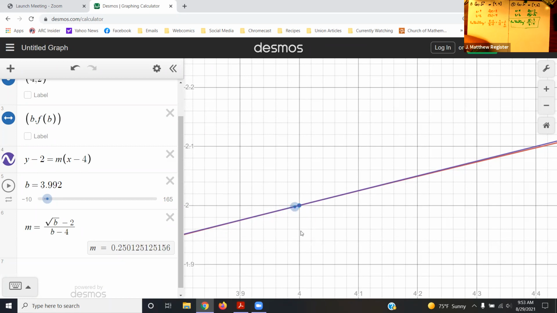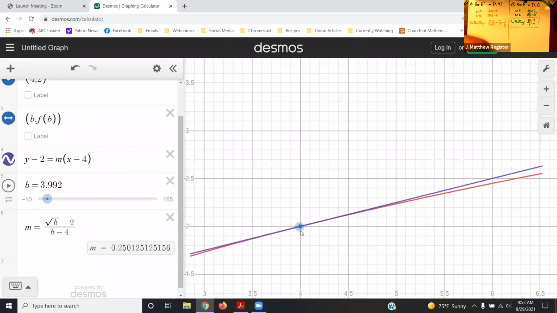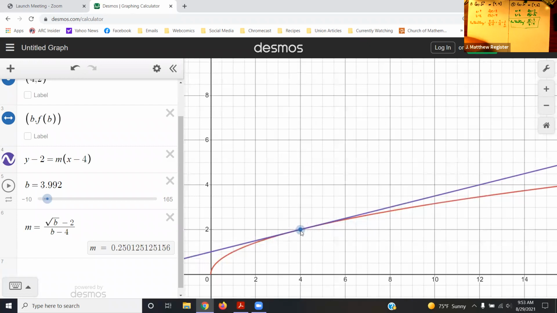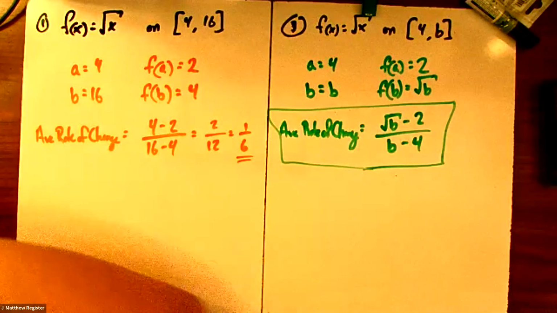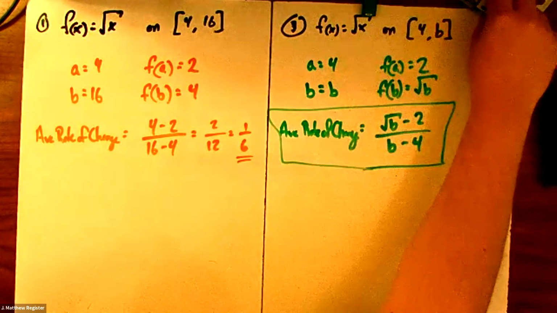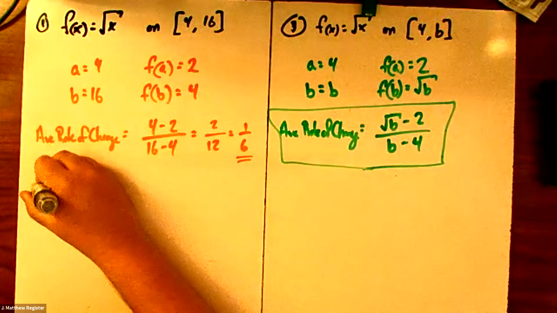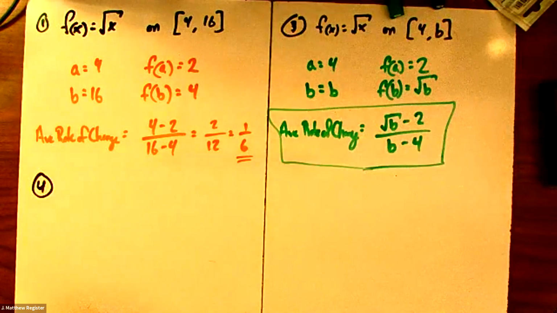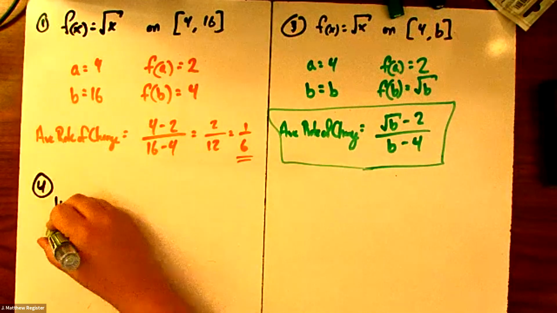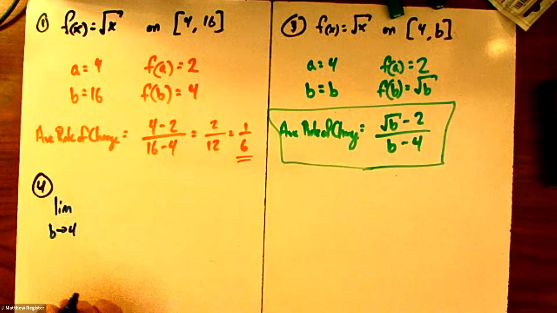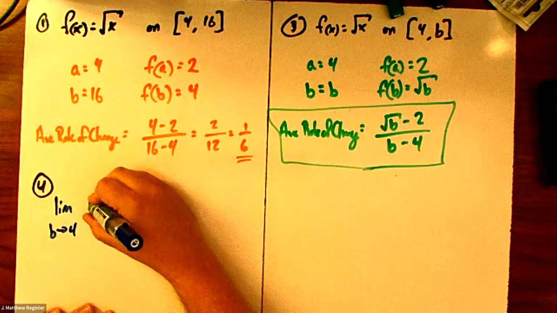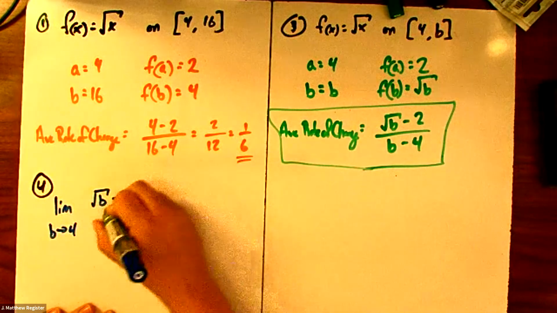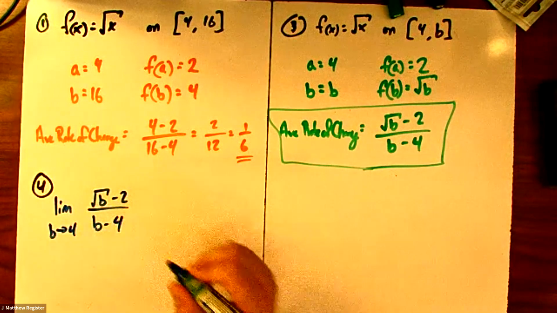Well, hopefully this idea of getting as close as you want is something familiar, because that's what we did in chapter 2. In chapter 2, we learned about the limit. And what we're really doing is we're taking the limit of this thing. And so we are doing the limit as our b value goes to 4. And so for number 4, we are taking the limit as b goes to 4 of the square root of b minus 2 over b minus 4.